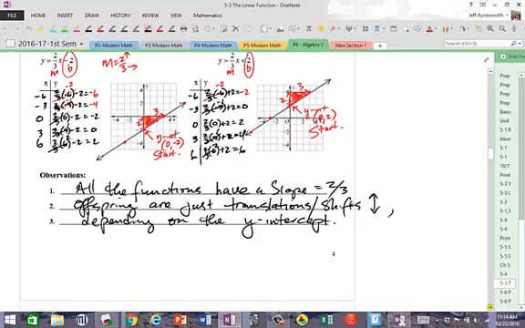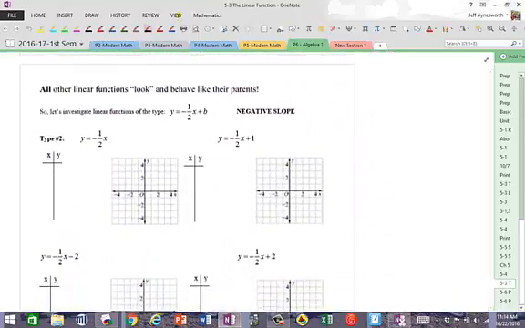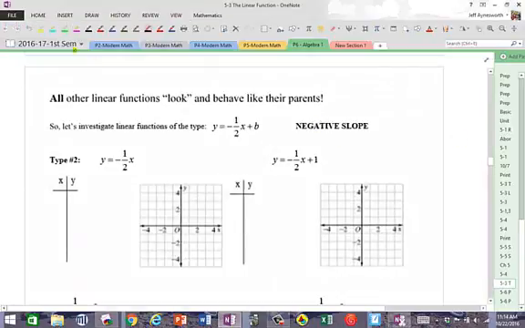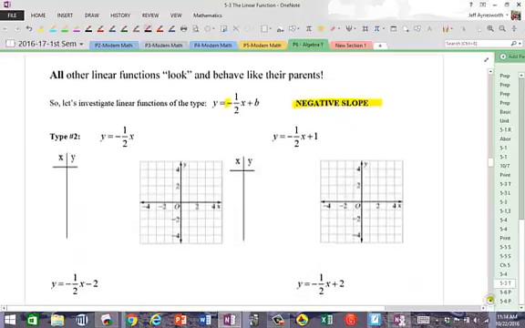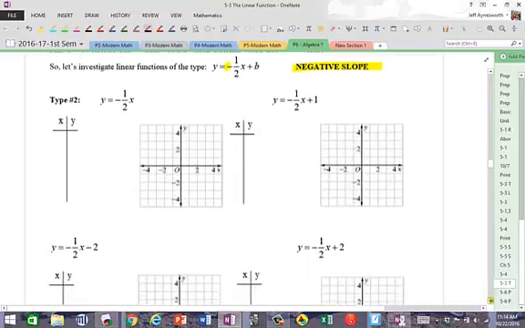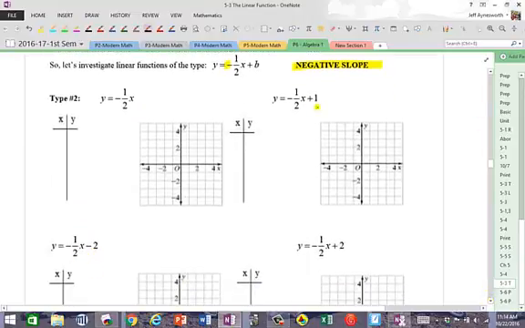Now let's take a look at ones with negative slope, okay? Because you have to deal with that too. Notice there's a negative 1/2 as a slope here. So how do you deal with that? What do they look like? The parent function here is y equals negative 1/2 x. And the other ones are either add 1 to it, subtract 2 from it, or add 2. As we just learned, those are some vertical shifts. But how does this parent, your first function right here, behave and what does it look like? So let's take a look at that.